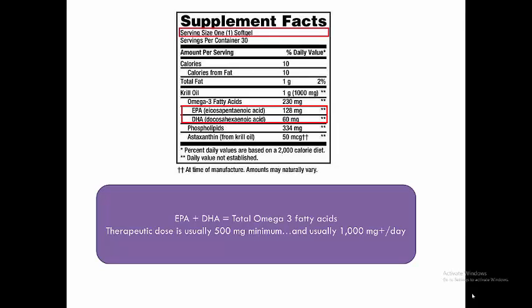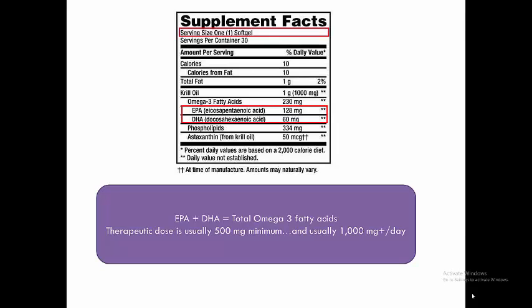So on a supplement like fish oil, when you look at the top, it tells you the serving size, just like with food. Now, when you look at the line that says omega-3 fatty acids, it's telling you the total cumulative amount. The EPA and DHA are 2 different types of omega-3 fatty acids. We want a combination of both.